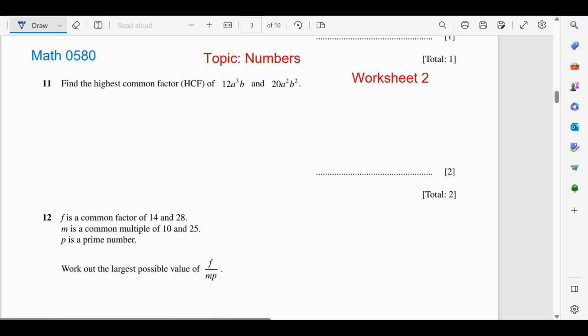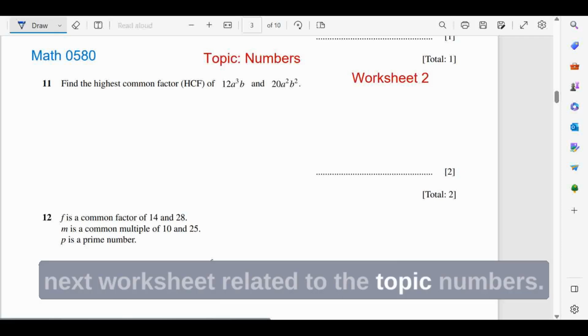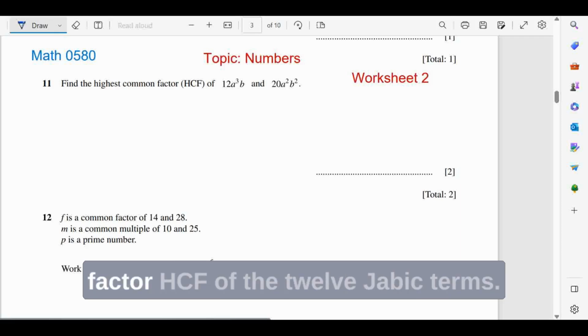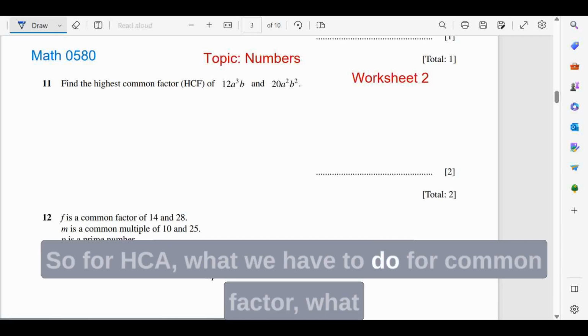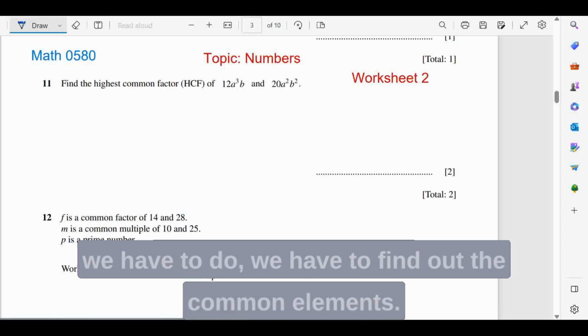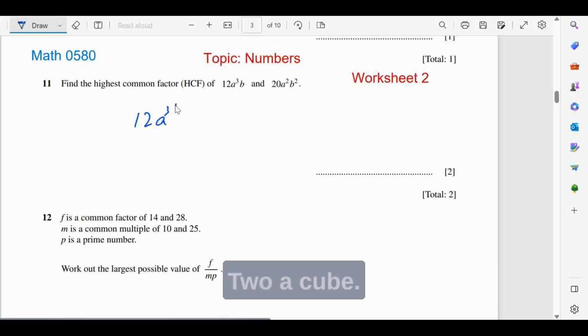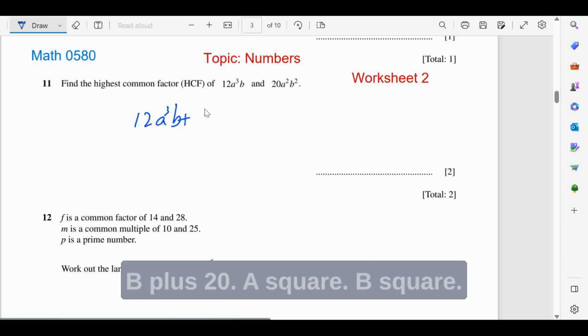Hello everyone. Today we are going to discuss the next worksheet related to the topic numbers. The first question is: find the highest common factor, HCF, of the two algebraic terms. For HCF, we have to find out the common elements. So let's write it like this: 12a cube b plus 20a square b square.